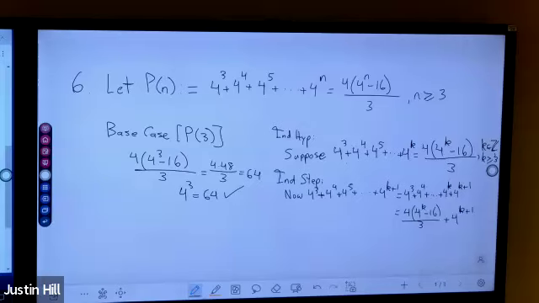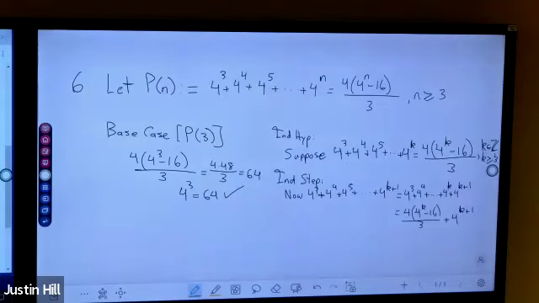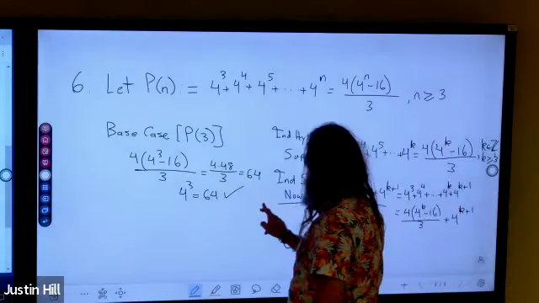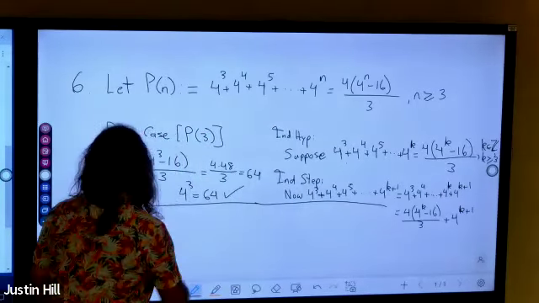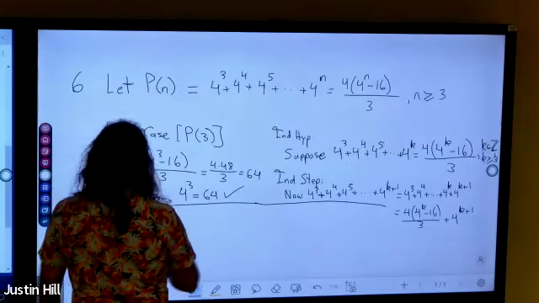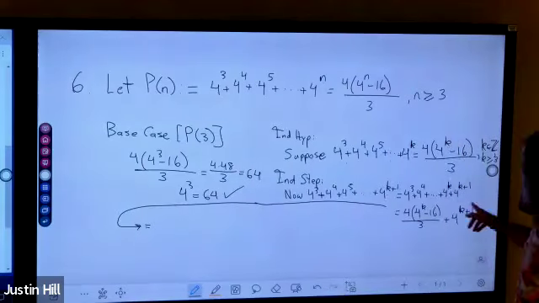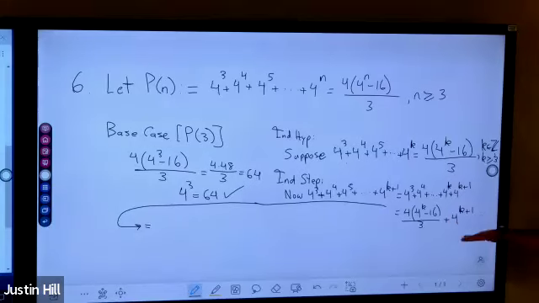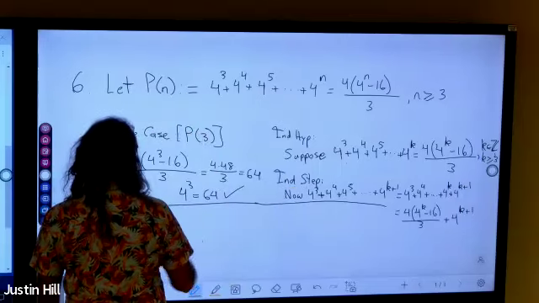And so from here, I actually don't have as much room as I'd like to show all the algebra, but here we have to do some good algebra with fractions. So I am going to take this all the way back here so that we have enough room. The first thing I'm going to do is make both of these fractions. So I'm going to make the 4 to the k plus 1 into 4 to the k over 3 in the denominator. That's easy to do, just multiply it by 3 over 3.